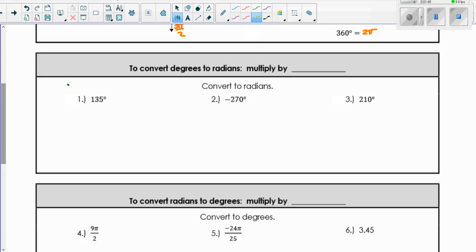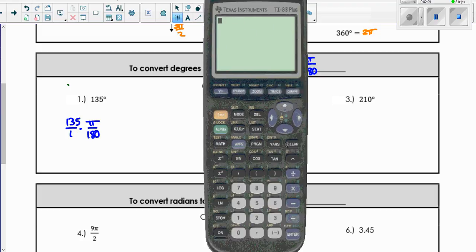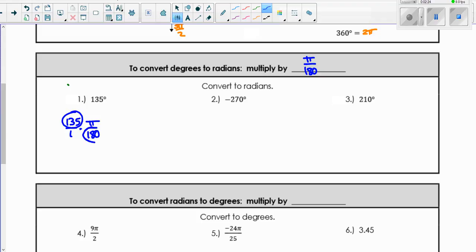All right, to convert degrees to radians, we always multiply by pi over 180. So if we have 135 degrees, we can simplify by saying 135 over 1 times pi over 180. We want to keep our answer exact. So in our calculator, we're not actually going to multiply pi, because if we do 135 pi divided by 180, then we get a decimal. So what we're going to do is say 135 divided by 180. So basically, we're hanging on to the pi.